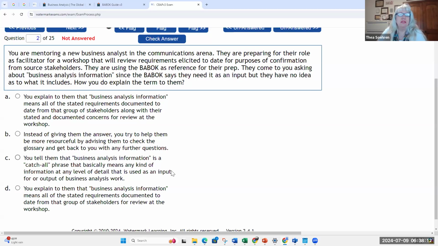You tell them that business analysis information is a catch-all phrase that basically means any kind of information at any level of detail that is used as an input for or output of business analysis work. Or you explain to them that business analysis information means all the stated requirements documented to date from that group of stakeholders for review at the workshop. Oh my goodness, which one of these is the best answer according to the BABOK?